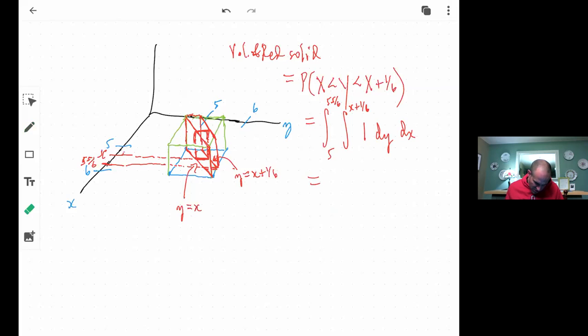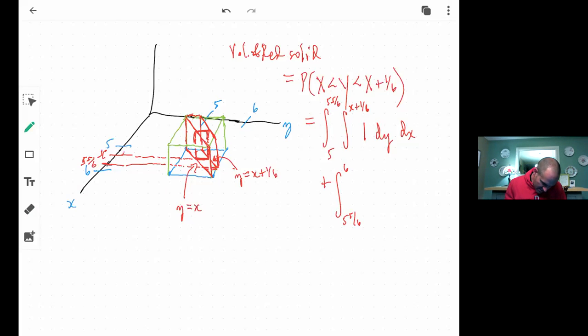Because if x is between 5 and 5/6 and 6, then what is happening? No, something slightly different. So if x is between 5 and 5/6 and 6, then what is happening? Well, y starts at x and goes up to where? Well, it goes up to 6, okay? So that's just 1 dy dx.